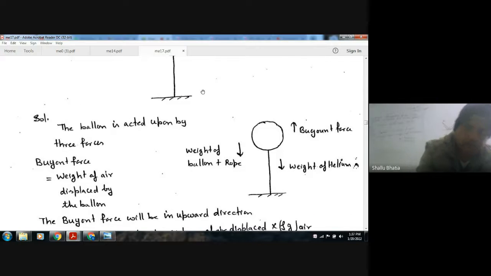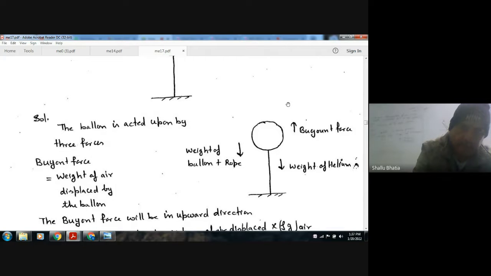Okay, so this is your balloon. Now in the balloon there is helium gas, and the helium gas which is filled in the balloon is displacing air. Whatever air is displaced exerts a buoyant force on the balloon. So this is the buoyant force exerted by air on the balloon, and it will act in the upward direction.